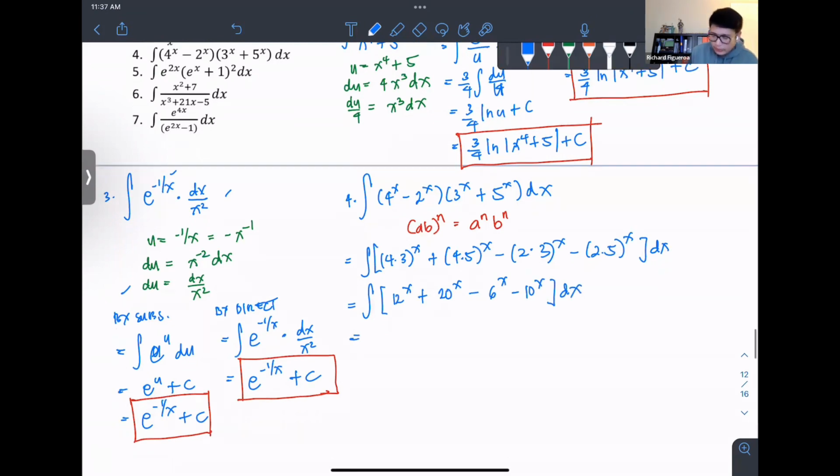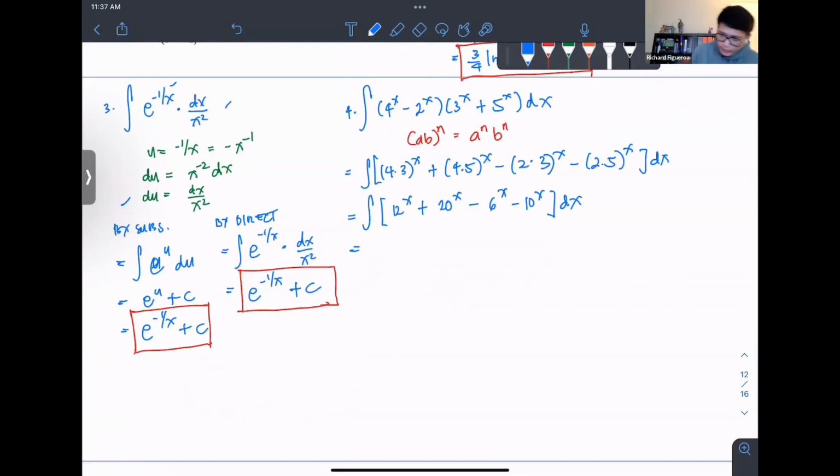So finally, we can now use our formula. That's just 12^x over ln 12, plus 20^x over ln 20, and minus 6^x all over ln 6, then minus 10^x all over ln 10, plus c.